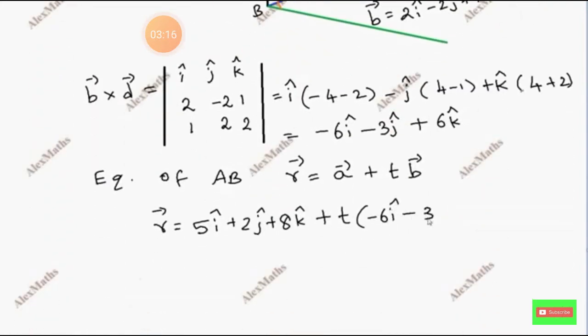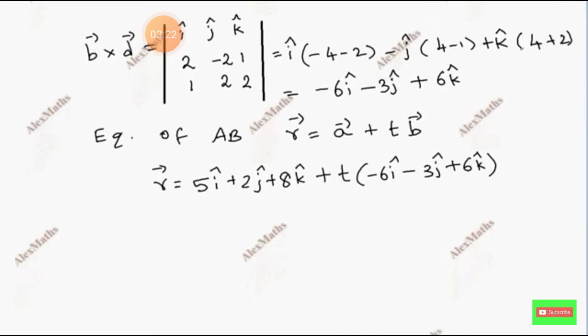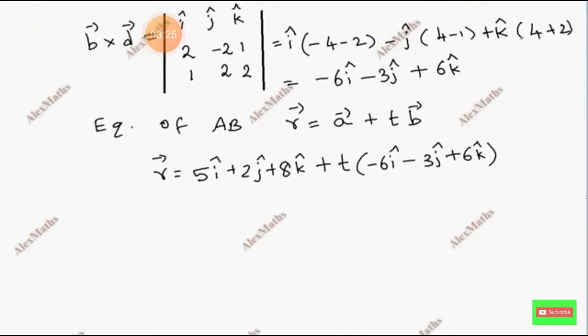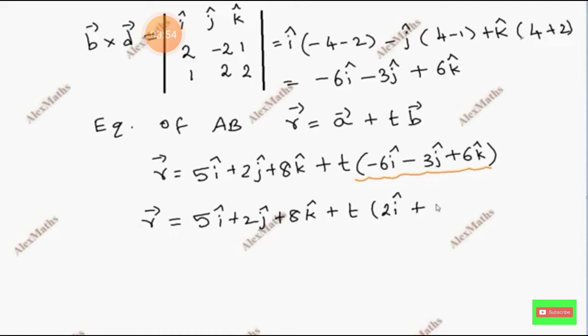Here minus, okay, in the 6i minus 3j plus 6k vector we use. So now we multiply. r vector of 5i vector plus 2j vector plus 8k vector. We use this d vector into 2i vector plus j vector plus minus 2k vector.